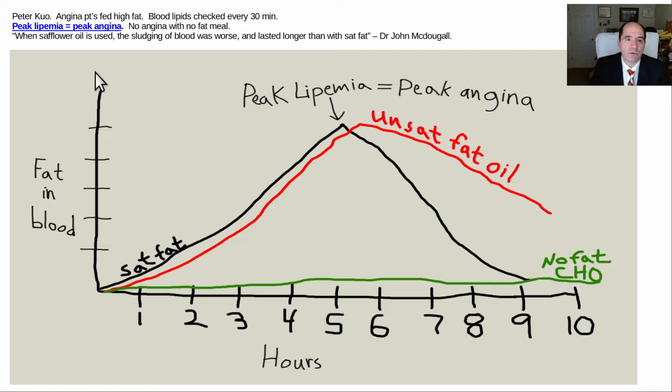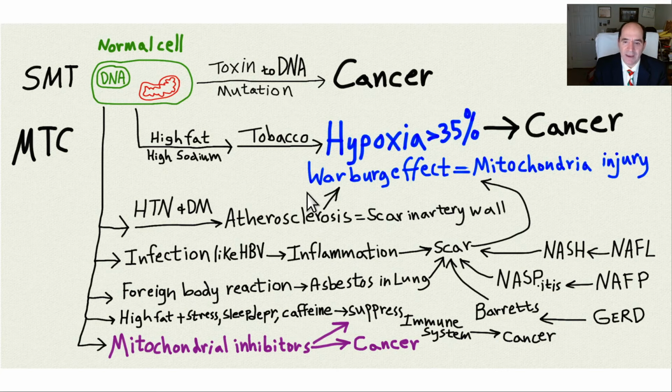And here's a quote by Dr. McDougall. When safflower oil is used, the sludging of blood was worse and lasted longer than with sat fat. Yep. Fat is not good for arteries. Okay, all fat ends up being a problem for arteries. We're not made to eat high-fat diets.